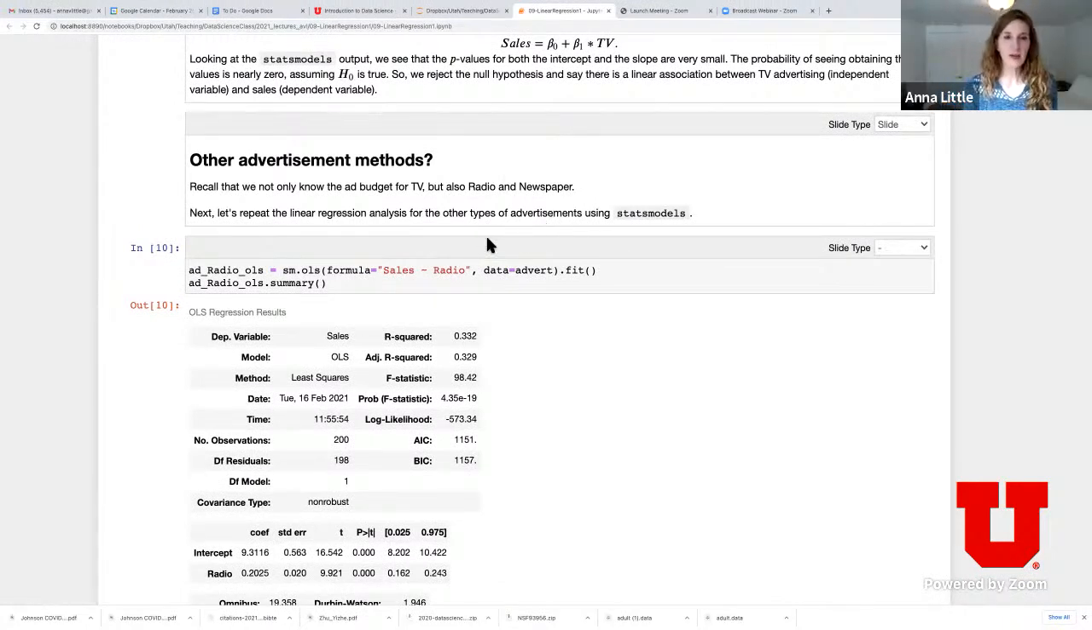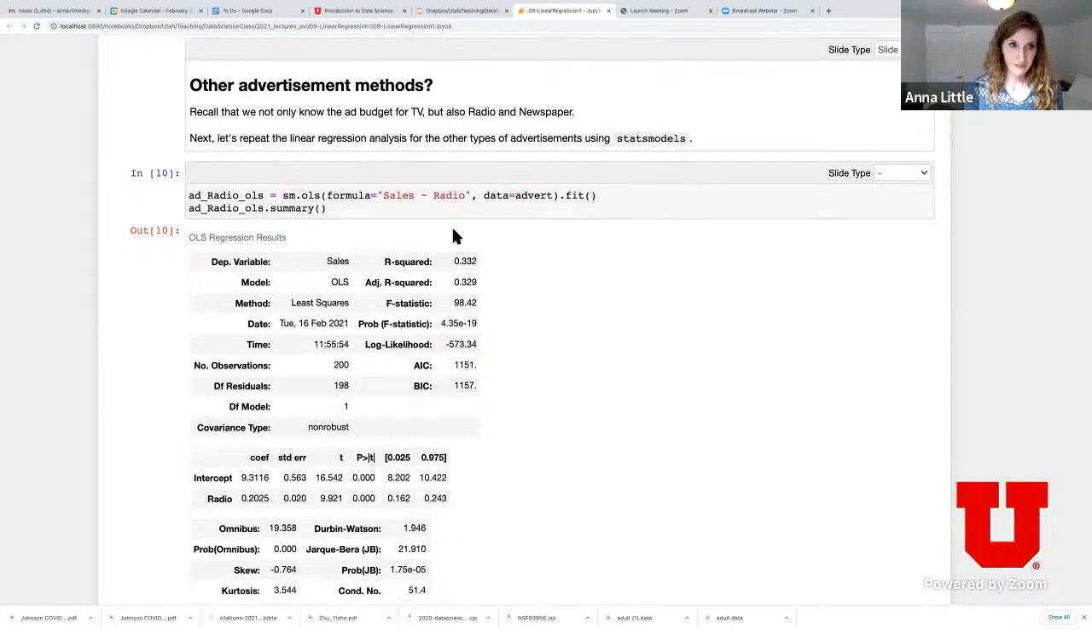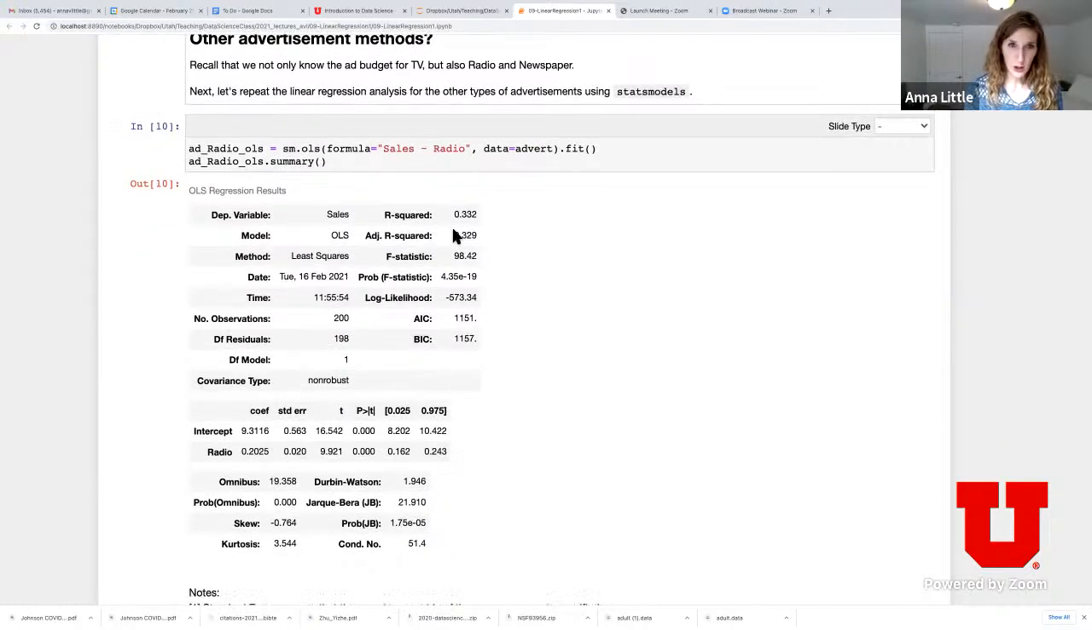Let's pick it back up. So, of course, you'd be interested in exploring the data set more generally. What about the other advertisement methods? So we looked at TV, but what about radio and newspaper? And let's repeat the analysis. So first of all, predicting sales from radio. We'll do the same OLS function.